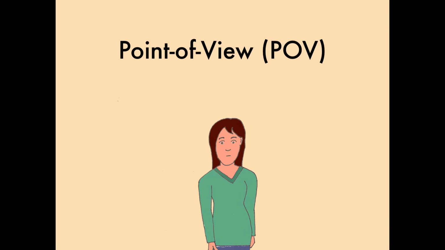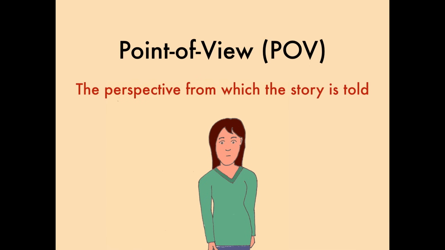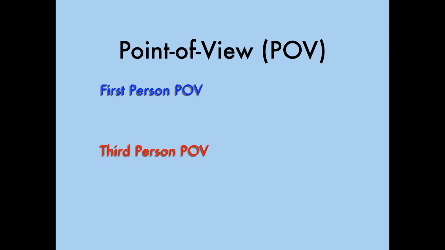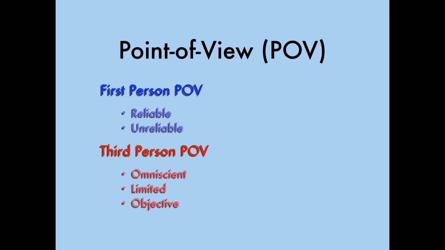Narrative point of view, or POV, is simply the perspective from which the story is told. In other words, who is telling the story. There are two basic kinds of POV, first person and third person, and within those two kinds are a few variations. So we'll talk about 5 different kinds altogether.